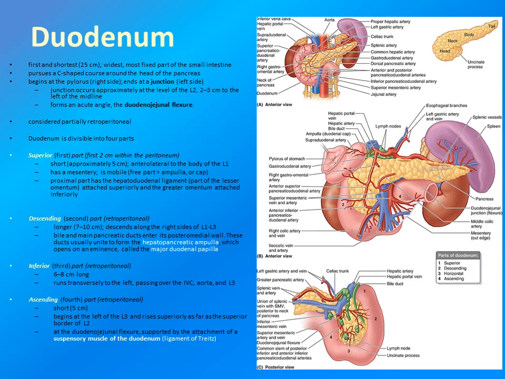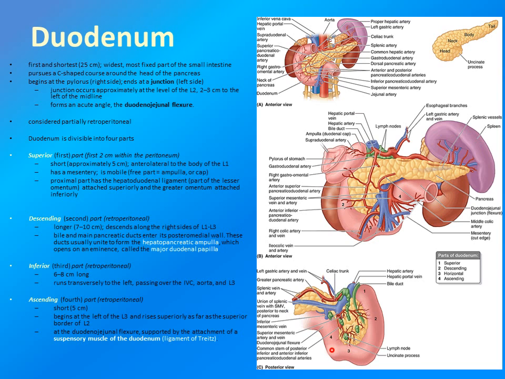The inferiormost portion is the third portion. It's about 8 centimeters long, and it runs transversely, passing over the inferior vena cava, the aorta, and the L3 vertebra. And lastly is the fourth region.